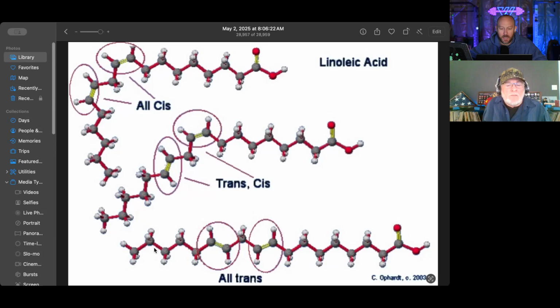And so again, as we hydrogenate something, we create these trans configurations, which makes the structure of the fatty acid look more like a saturated fatty acid than an unsaturated fatty acid. Again, making it more like butter than the oil.